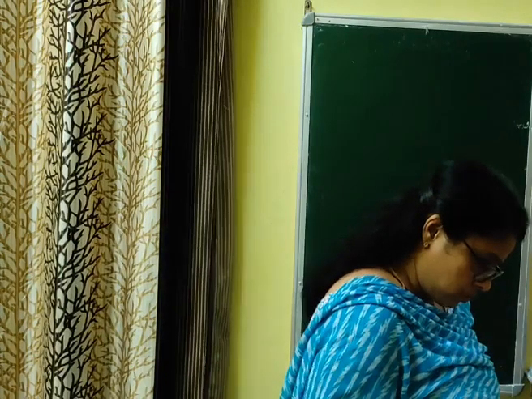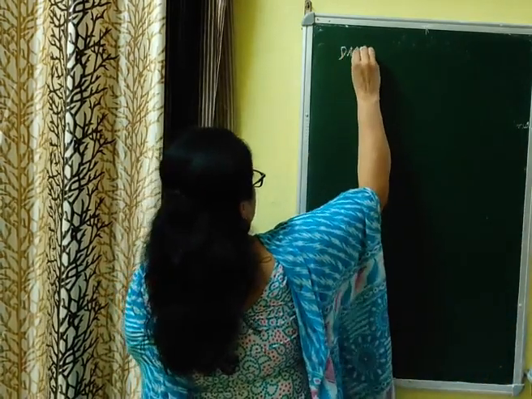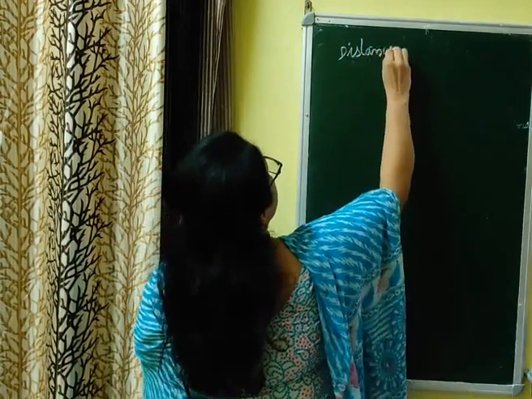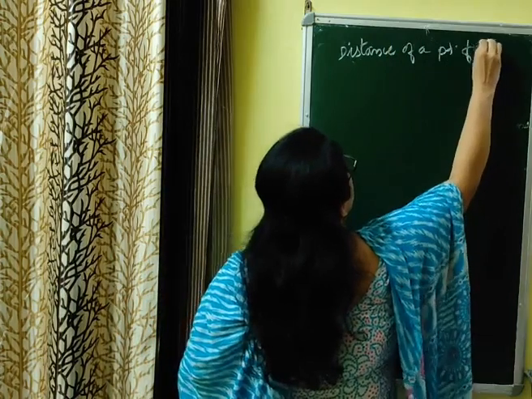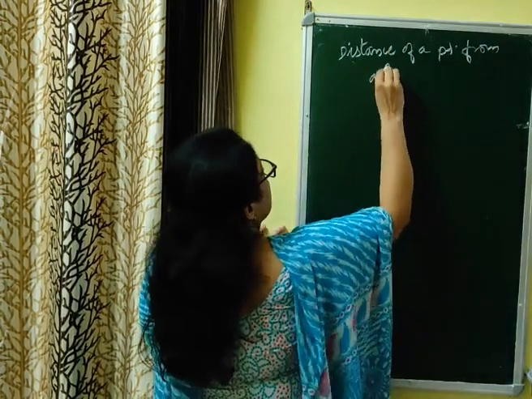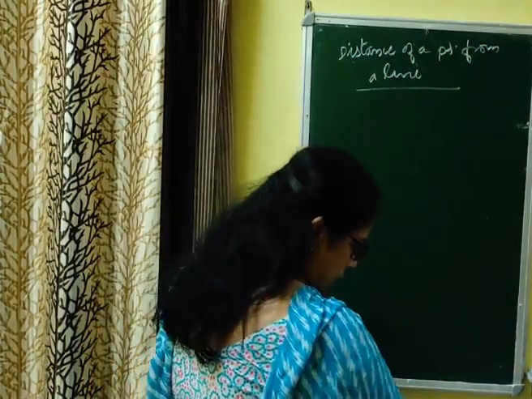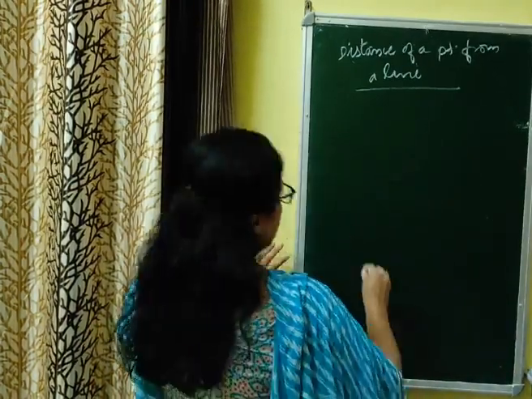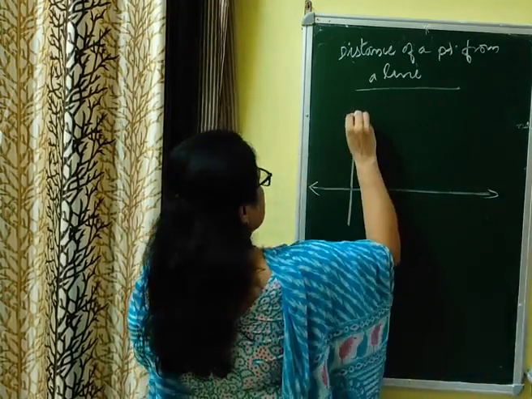Next topic is distance of a point from a line. How can we find the distance of a point from a line? Its derivation is quite complicated. I will just show you and I will conclude. This is not so important.